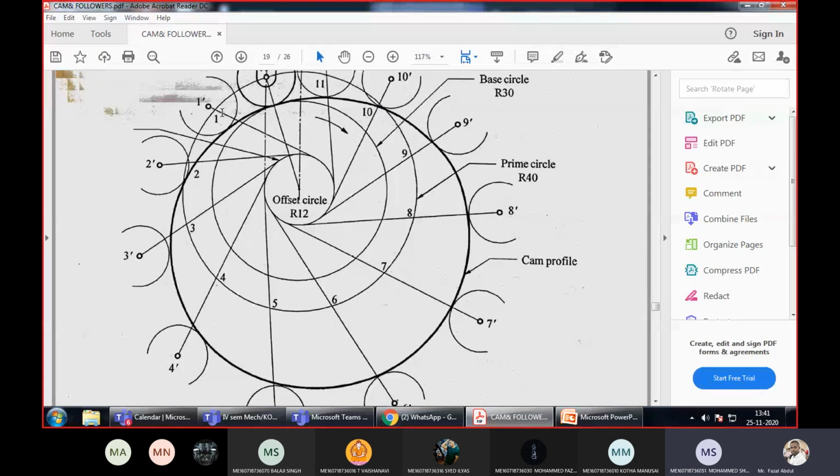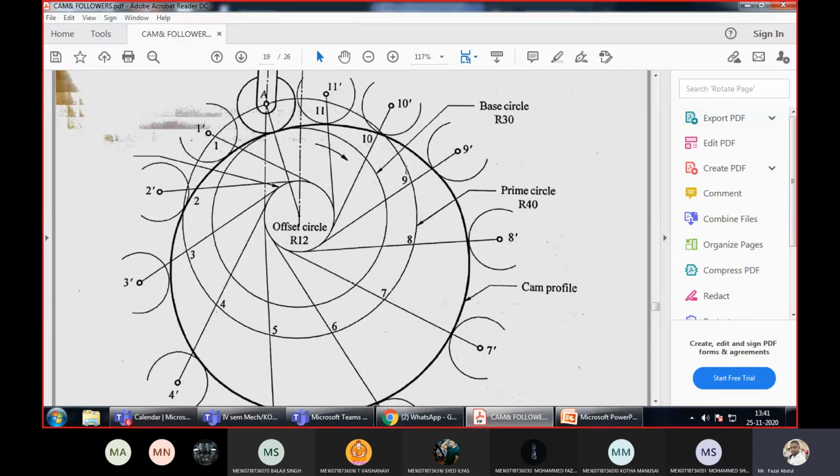See, the numbering is given on the prime circle. So this is the prime circle. The numbering is given on the prime circle. See here, this big circle is the prime circle. 1, 2, 3, 4, 5, 6, 7, 8, 9, 10, 11. So these points, one is shifting from the prime circle to here.